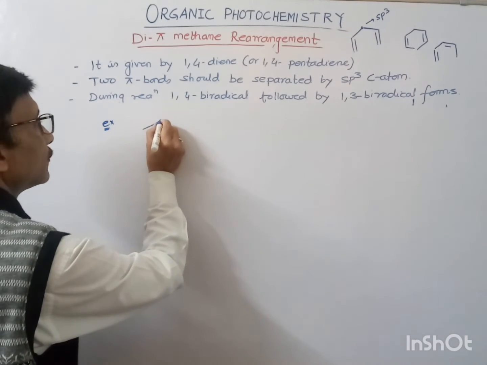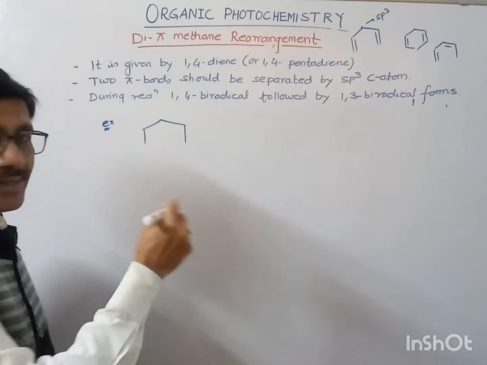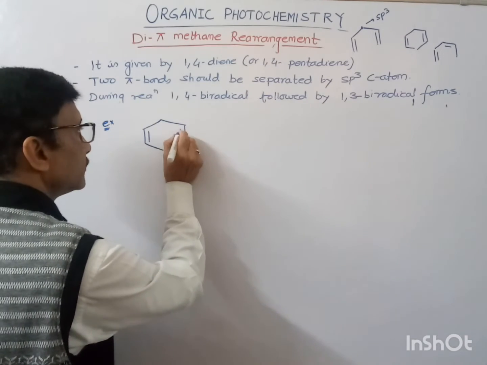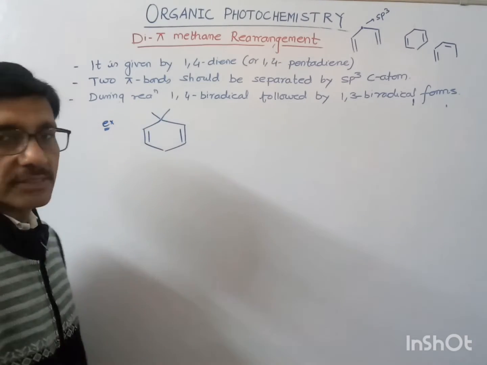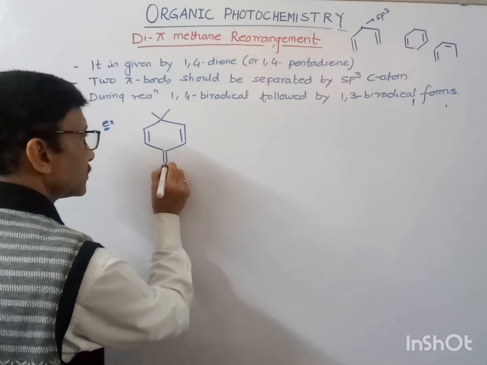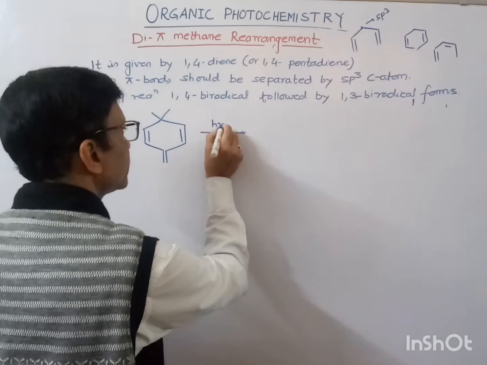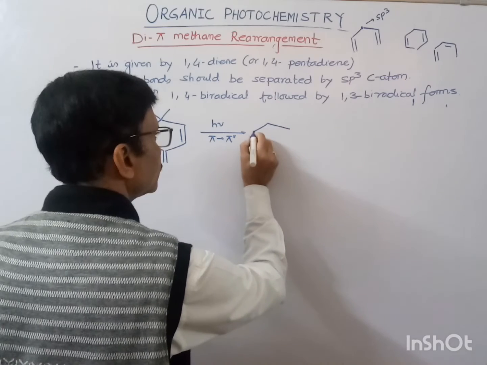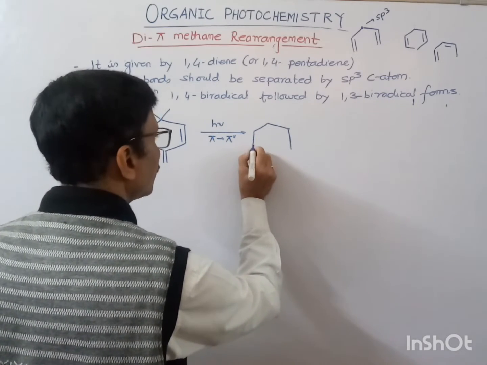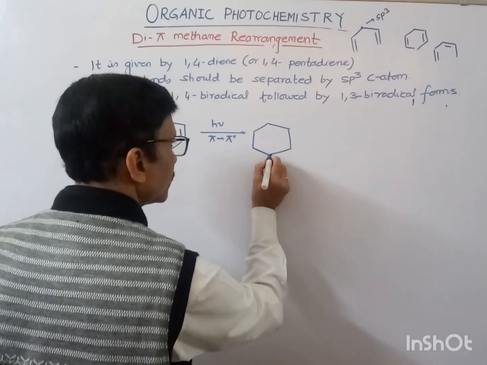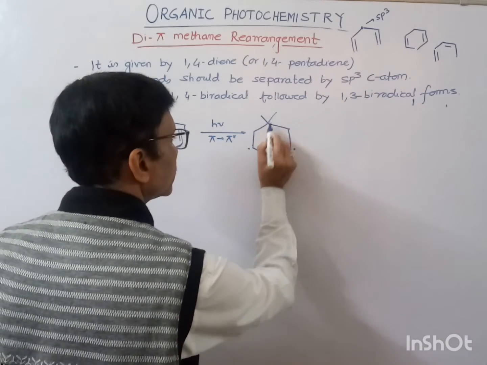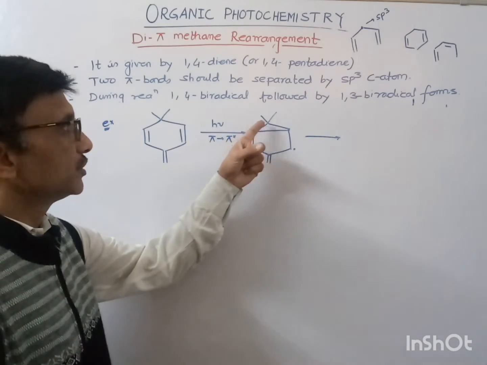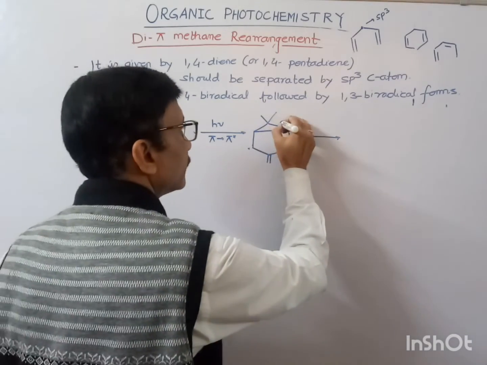Now suppose we have a cyclic diene. The case that we took was the acyclic diene. Now if I have this cyclic diene, and suppose this is the molecule, and I irradiate it, pi to pi star transition, first we should get a 1,4 radical formed, and in this 3-membered ring, one of these bonds, C2C3 or C2C4, may break.